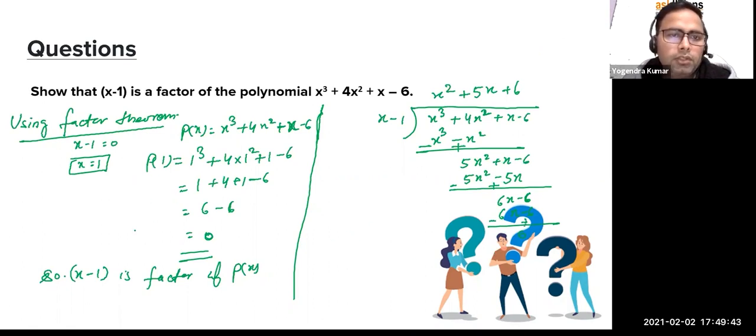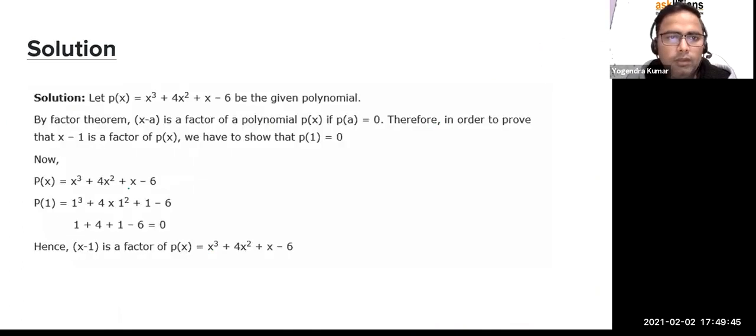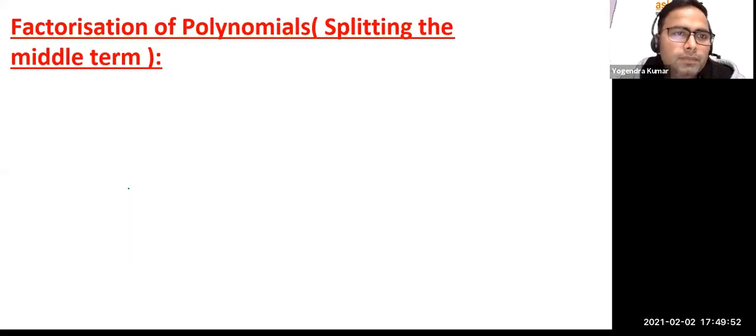But we need to use this method. This is the solution. You got it right, 0. So that's why it is a factor.